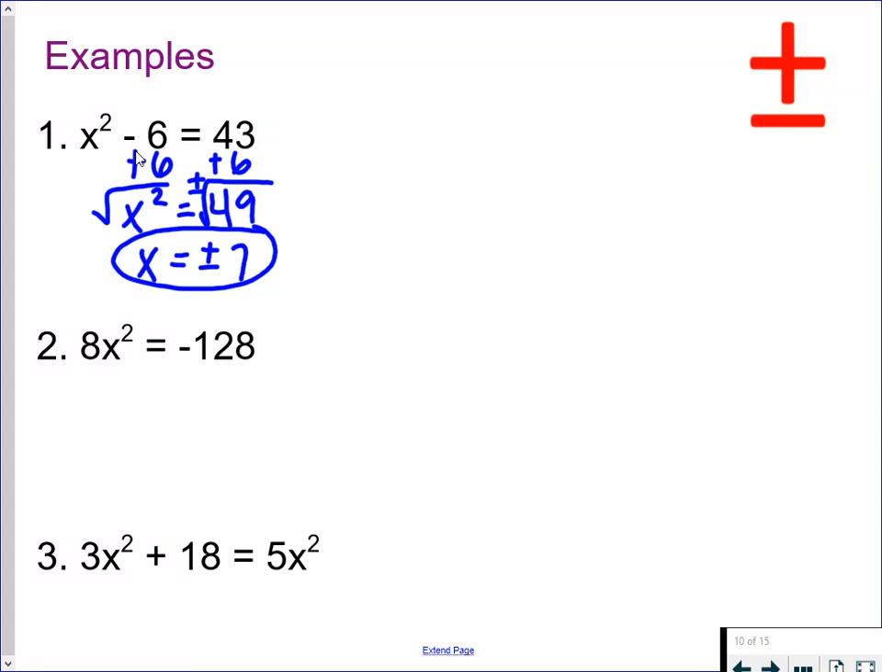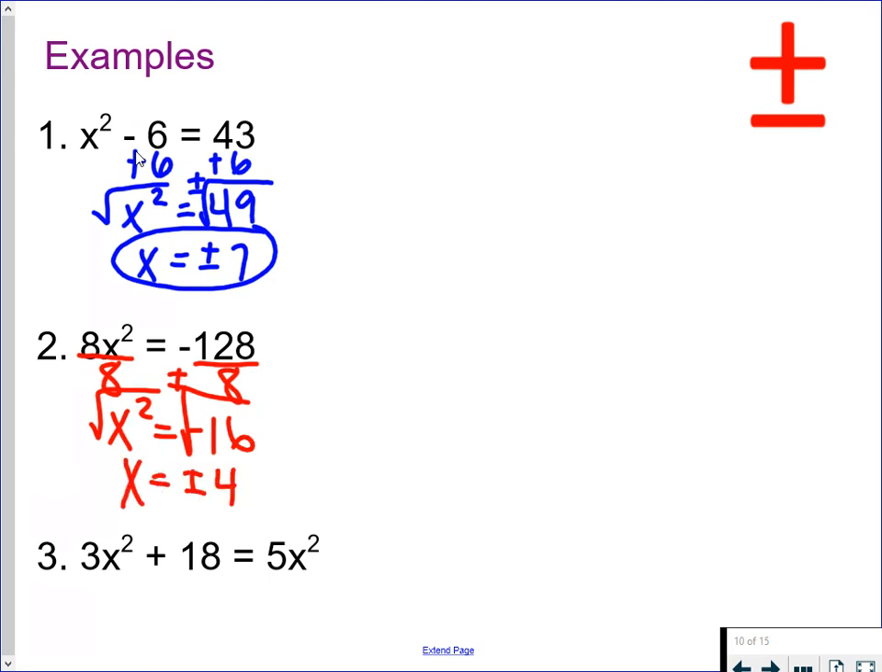Someone else for number 2. Divide by 8, okay. Then find the square root of -16, the positive and negative square root of -16. But you come out with positive or negative 4i. All right.